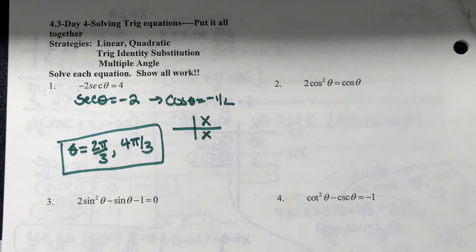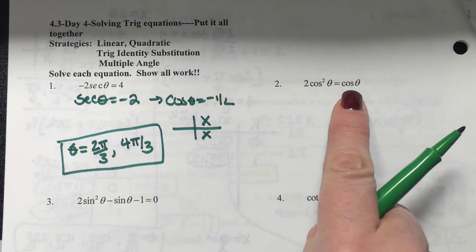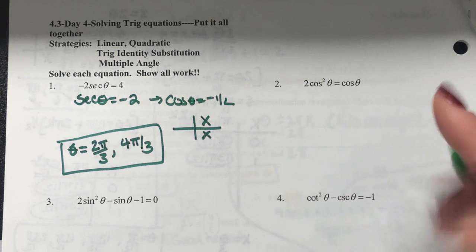You have an equation with all cosines in it. Is it a linear or quadratic equation? Quadratic, because you have a cosine to the second. How do you solve any quadratic equation? We always try and solve it by factoring. So what do we want to have on one side of the equation? We want to have a 0.